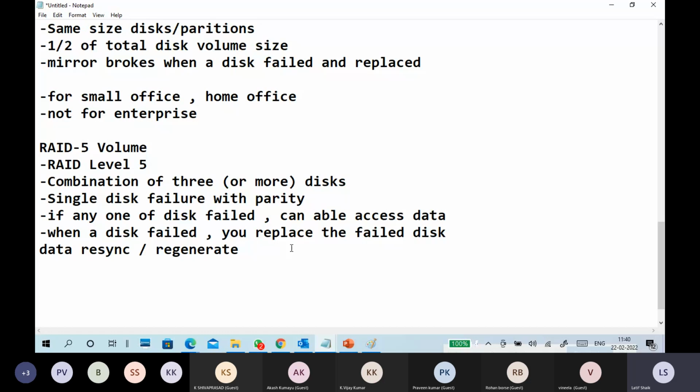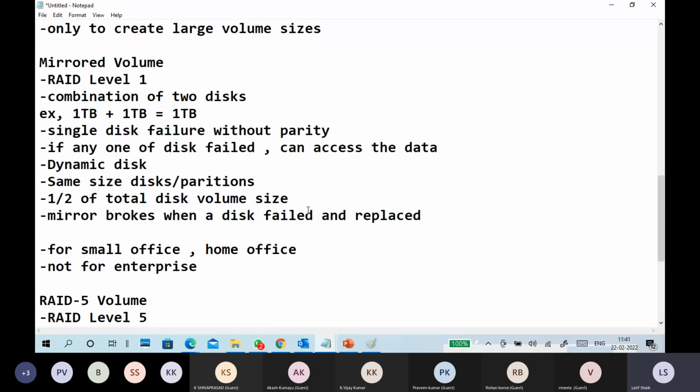So when you replace the disk, data resync or regenerate into the new disk by use of parity. That is the main purpose of RAID 5. So I will explain parity diagrammatically.